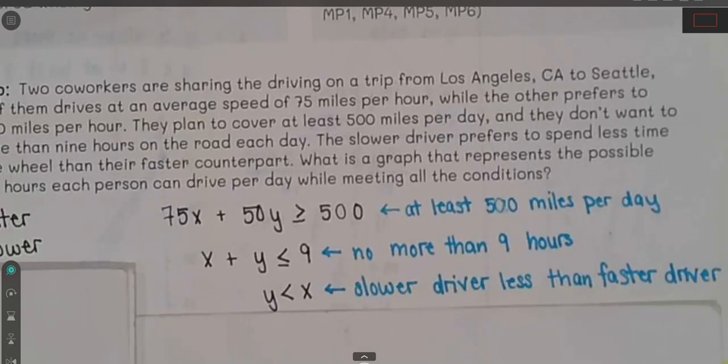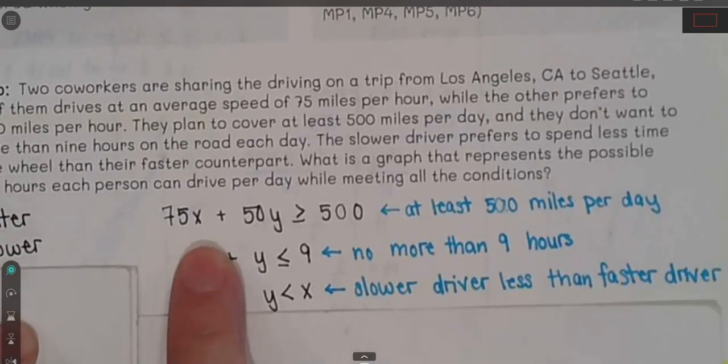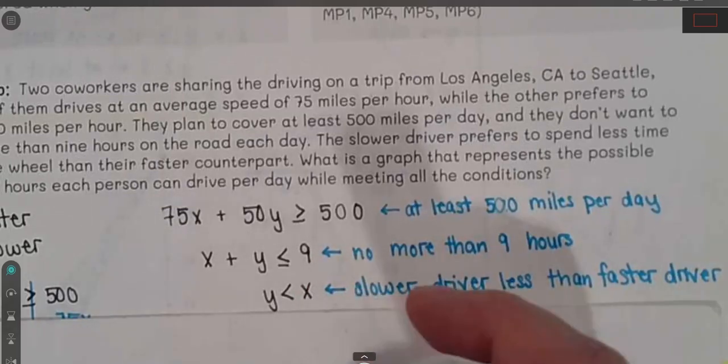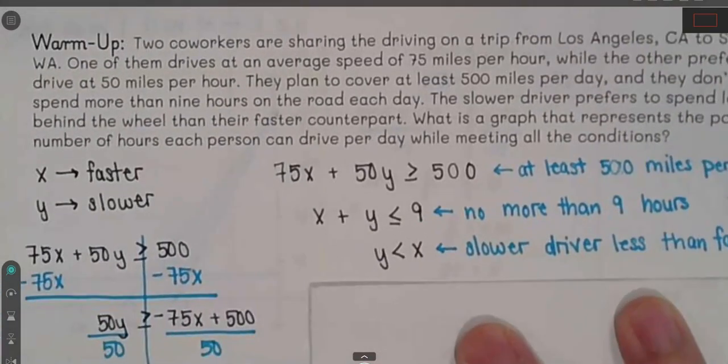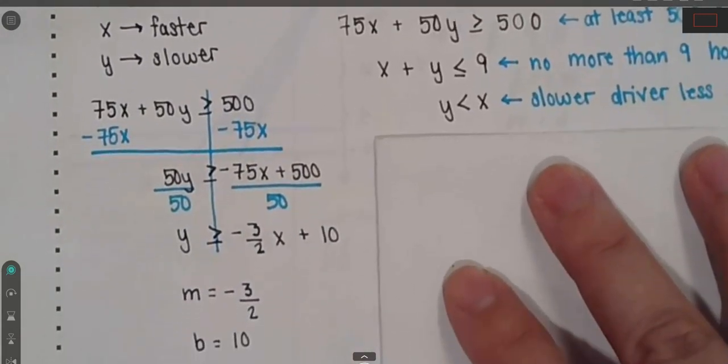Let's graph them one at a time. Here, I'll get you guys started. So if you take this inequality and you put it in slope-intercept form.